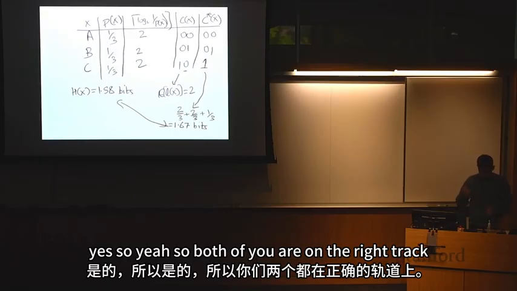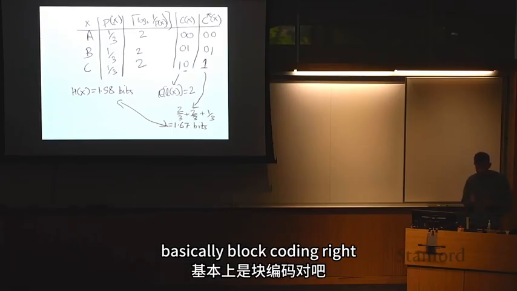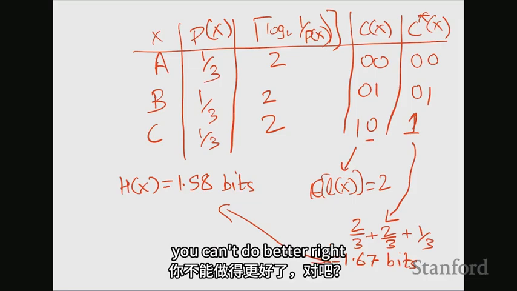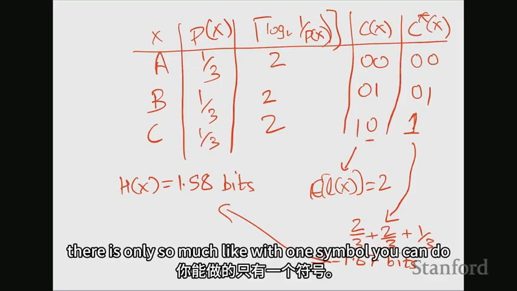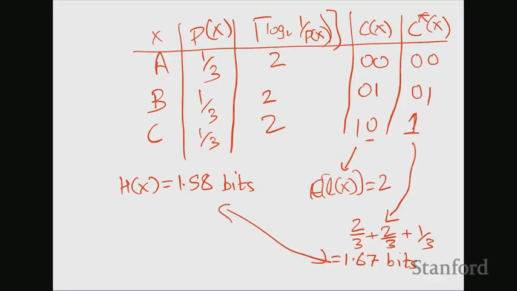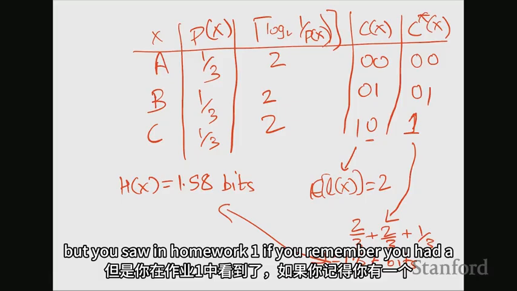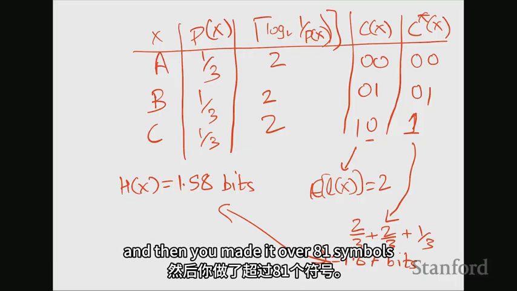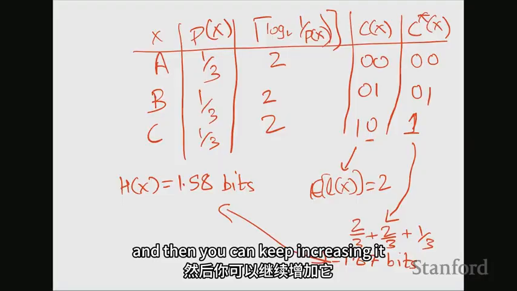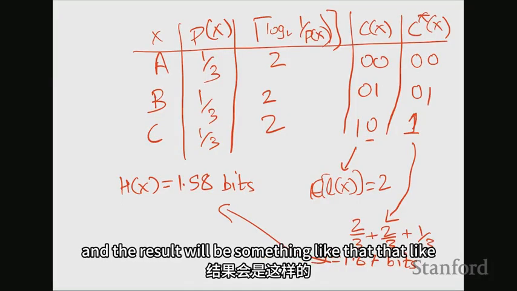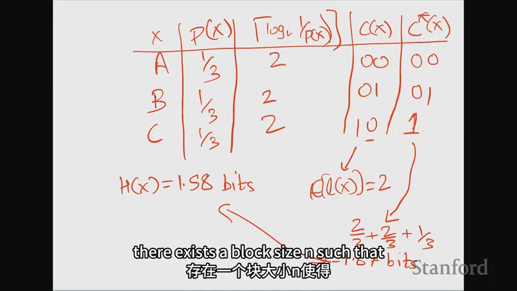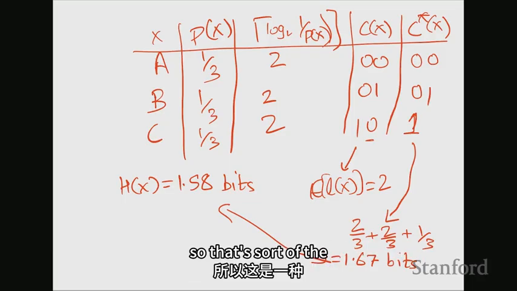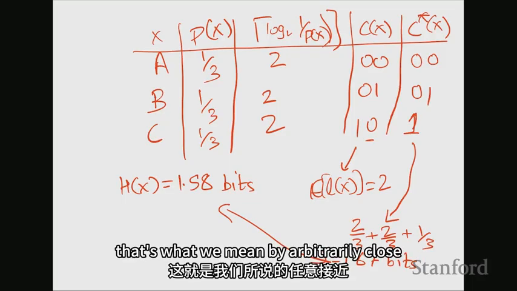Yes. So both of you are on the right track, basically. Block coding, right? You need a bigger alphabet in this case. With this alphabet, you can't do better, there is only so much you can do with one symbol. But you saw in homework 1, if you remember, you had a uniform fixed length code over 9 symbols, and then you made it over 81 symbols, and you got better, and then you can keep increasing it. And the result will be something like: for every epsilon, there exists a block size n such that you can get within epsilon gap of the entropy. So that's what we mean by arbitrarily close.